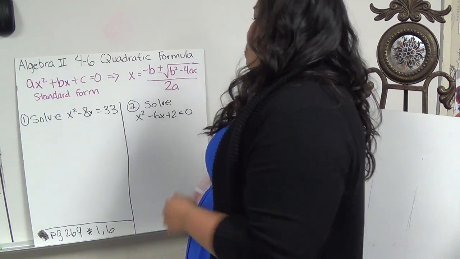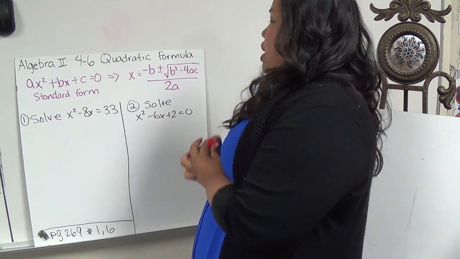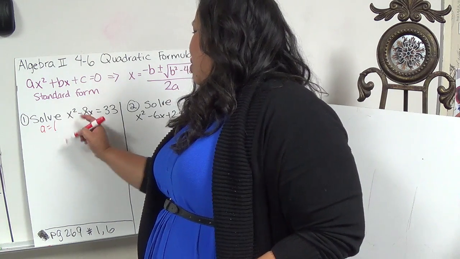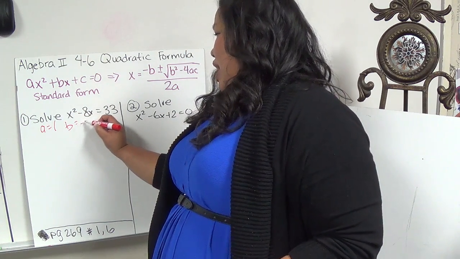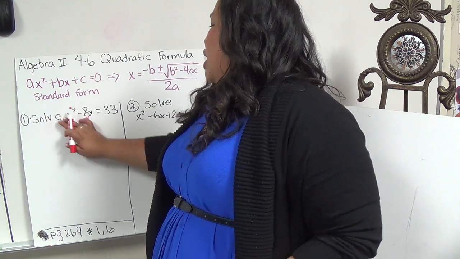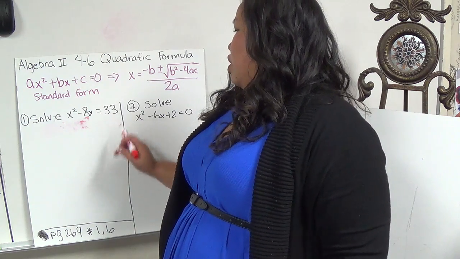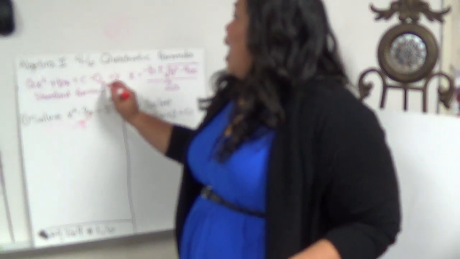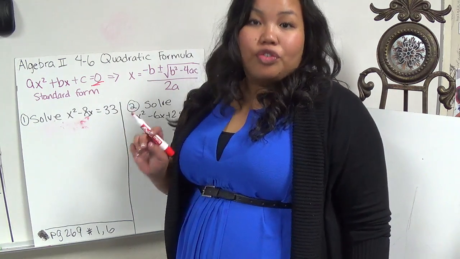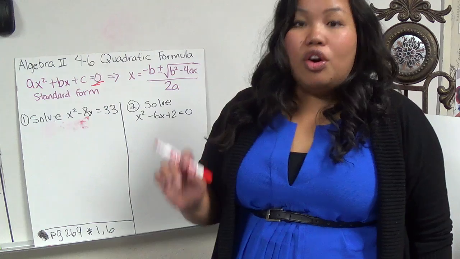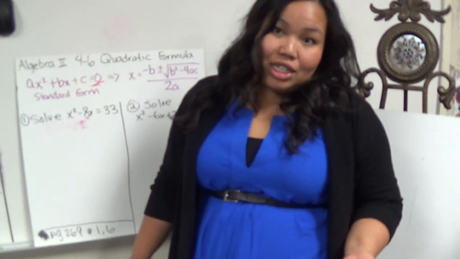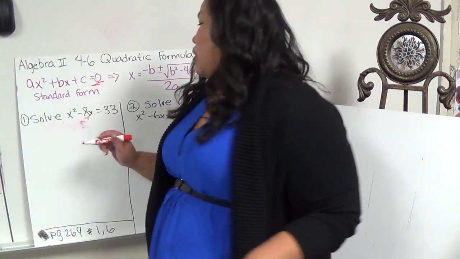Okay? So basically, we're just going to identify our A, B, and C. Let's try the first one. This is our A, which is 1. Our B, which is -8. Here's a tricky thing: this is x squared minus 8x equals 33. In order for me to do this, it has to equal 0, and it has to be in order, right? A is not the first coefficient, it's the coefficient attached to x squared. B is not the second, it's the coefficient attached to x. So if they're out of order, you can put them in order.